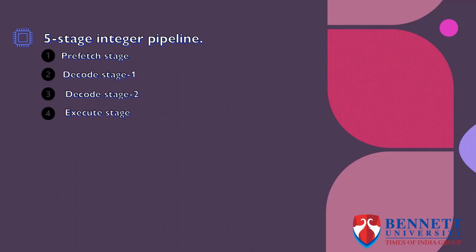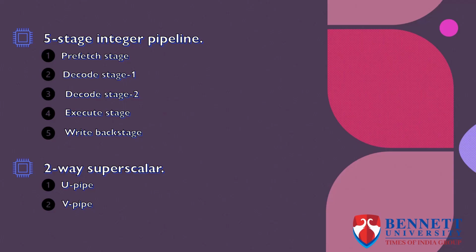Fourth is the execute stage. In this stage, data cache fetch or ALU or FPU operations may be carried out. Observe that two operations can be carried out. Fifth and last is the write back stage. In this stage, registers and flags are updated based on the result of execution.